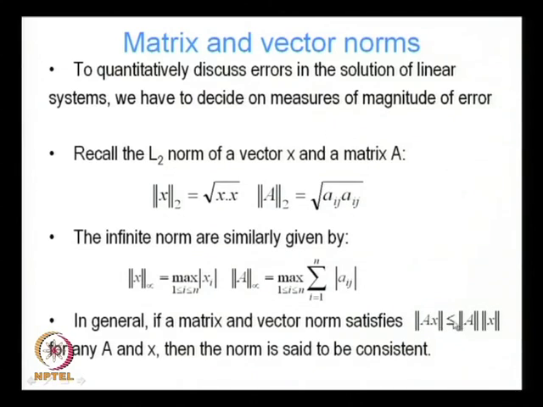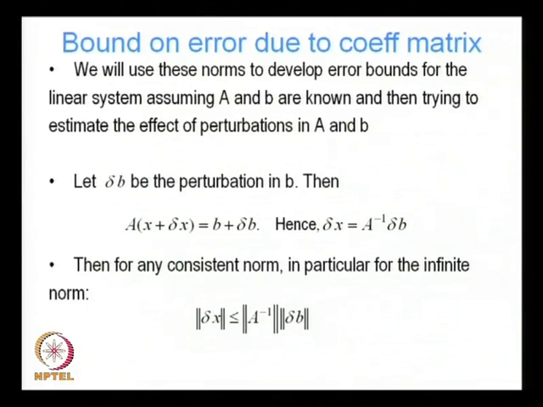Norm of Ax means the norm of the vector which is given by Ax is lesser than or equal to the norm of A, which is a matrix norm, times the norm of x, which is a vector norm. So, if any norm satisfies this relationship for any matrix and any vector A and x, then the norms are said to be consistent norms. So, we will use these norms to develop error bounds for the linear system, assuming A and B are known, and then try to estimate the effect of perturbations in A and B.